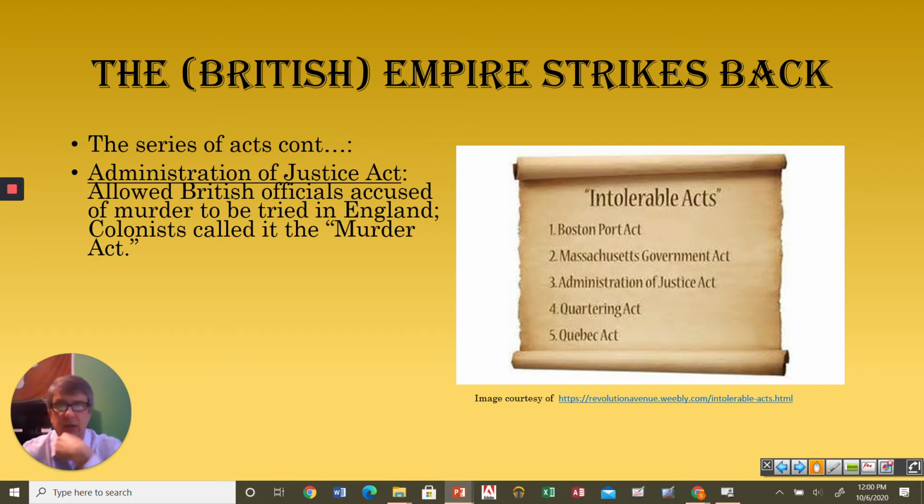But when this Administration of Justice Act was passed, colonists think, wait a minute, a soldier can go up and kill someone in America, and he gets to go back to England to be tried? All right, because the thought was, well, they're not going to be fair. They're not going to care as much in England that this soldier killed an American colonist, so there's not going to be justice. All right, so the colonists called this the Murder Act because they felt like it allowed British officials to get away with murder.